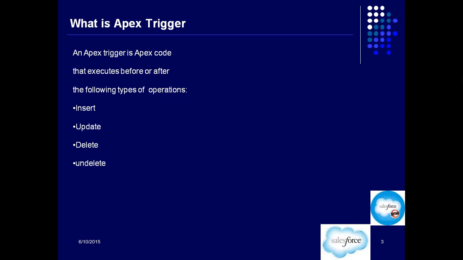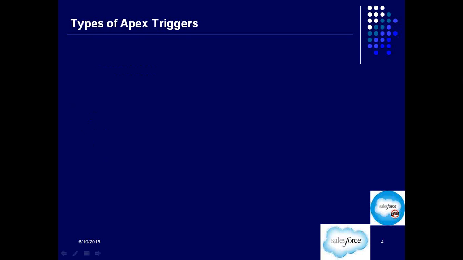So this is something which will work on these DML operations. It can get executed, and you have to define whether you want that code to get executed before or after that DML operation, right? Now there are types of Apex triggers that we need to understand. There are two types of Apex triggers.